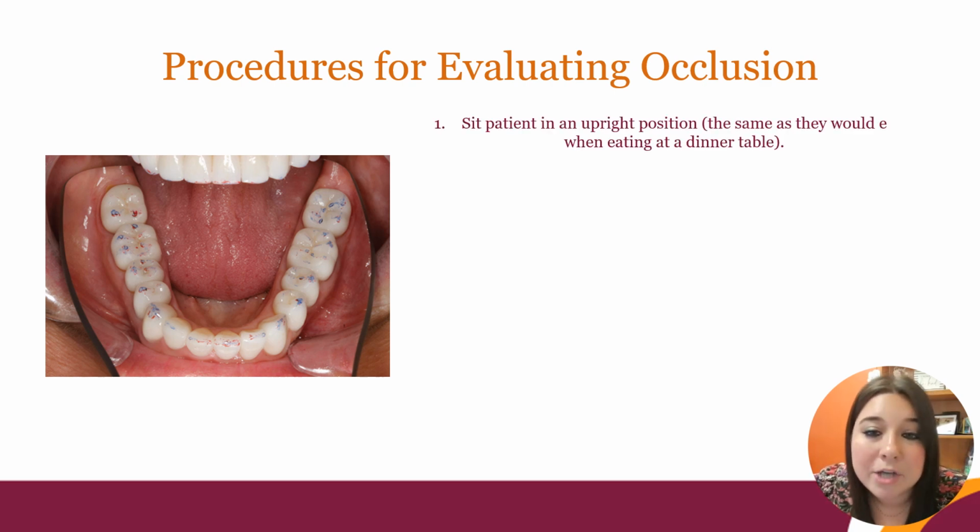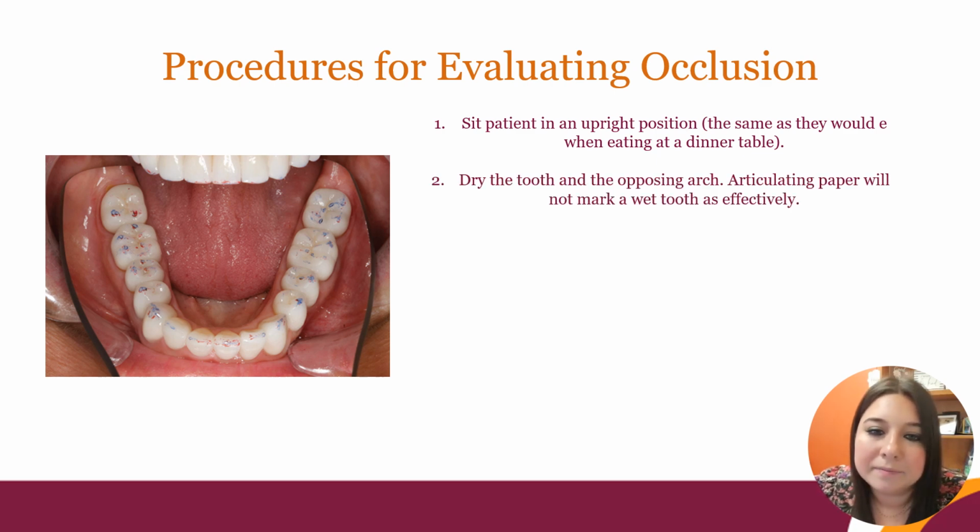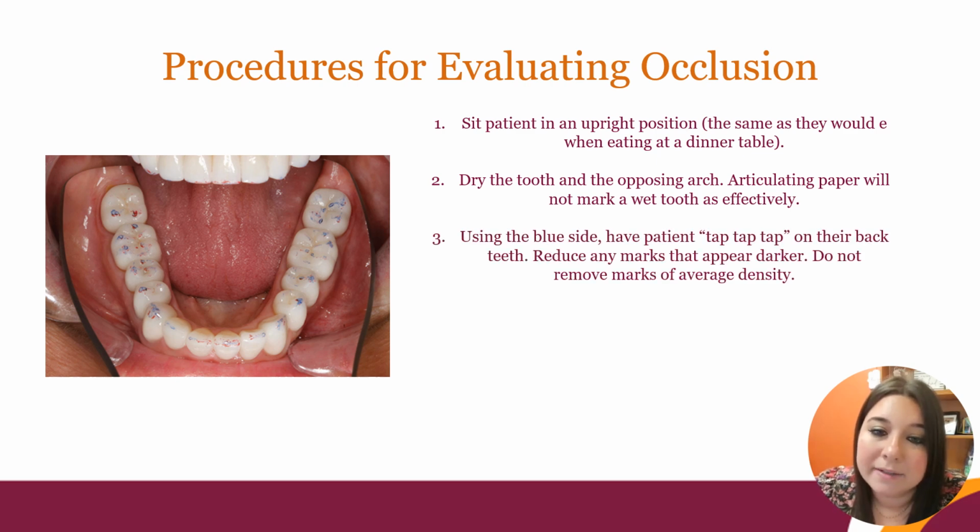One, we want to sit the patient in an upright position, almost similar to how they would be sitting when they're eating dinner. If they're laying back, it can cause their jaw to open and close differently than if they're sitting upright. So we want them in their most natural environment of where they'll actually be eating. We're then going to dry the tooth and the opposing arch. So if the tooth is on the top, we're going to dry that top area and the bottom area as well. Articulating paper is not going to mark really efficiently if it's wet.